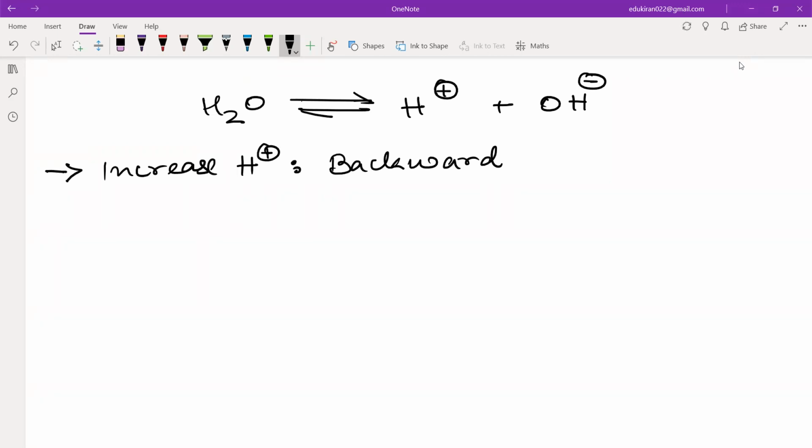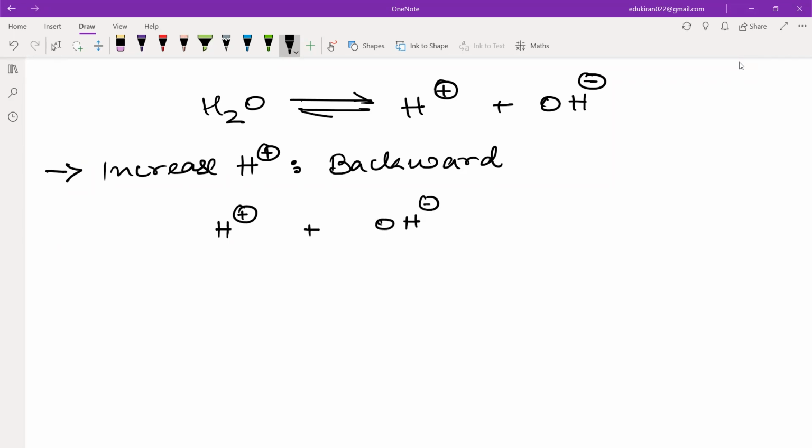Now let us see what is going to happen to the concentration of H plus with respect to the concentration of OH negative. Let us say we added... Okay, I'm not going to do it like this. I'm going to give you pure numbers. Then we will see what is going to happen. H plus is there and OH minus is there.